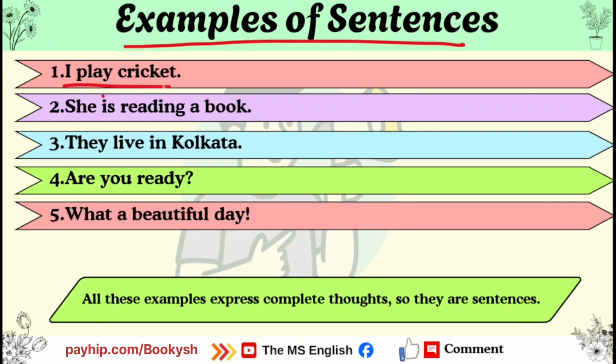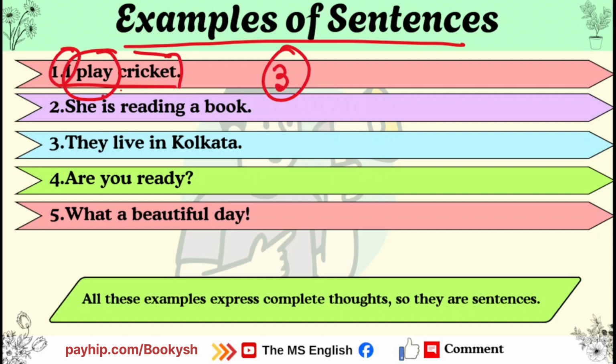I play cricket. This is a sentence. We can see here that in this sentence there are three words. First word is I, second word is play, and third word is cricket. So this sentence has been formed with three words. Here I is a subject, play is a verb, and cricket is object.